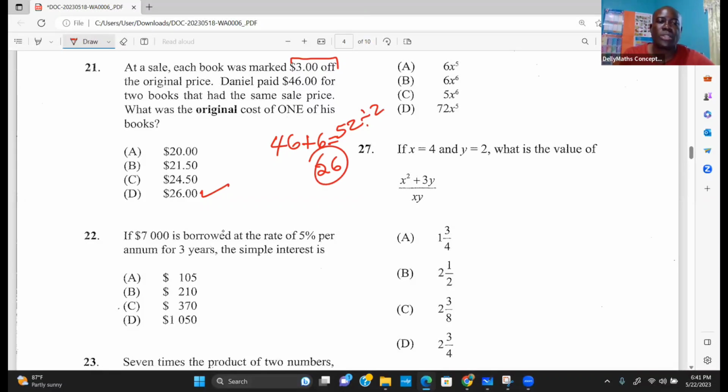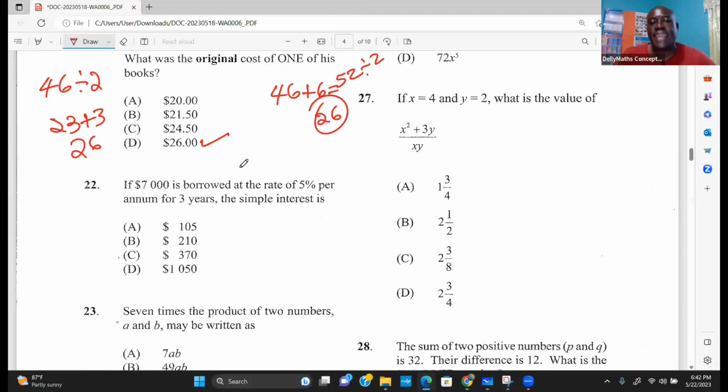That's one approach. Another approach is you could say, 46 for 2, divided by 2, means he paid 23. But he got $3 off 1 book. This is for 1 book, so you add back the 3, you still get 26. We have various ways of getting there. Get there if you can. Make sense? So any one of those answers are fine. And remember, they're not seeing your working out. So get the answers. Apply yourself to it.